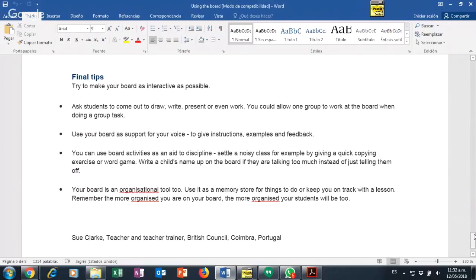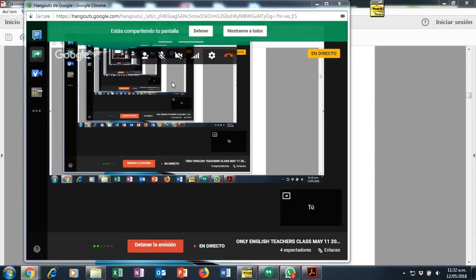Your board is an organizational tool. We already discussed why it's an organizational tool. We use it as a memory to store things, right? Absolutely. And the more organized the board is, the more organized your students are going to be as well. All right? Okay. So teachers, this is your work. Well, I'm going to give you recess, and then you're going to come back and you're going to work. Okay? Let's see. Your work is going to be individual.